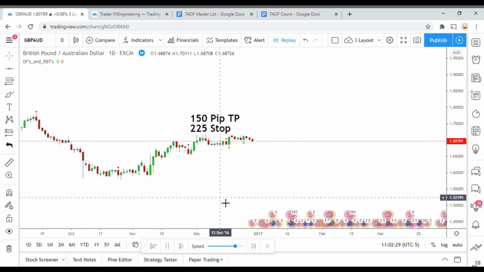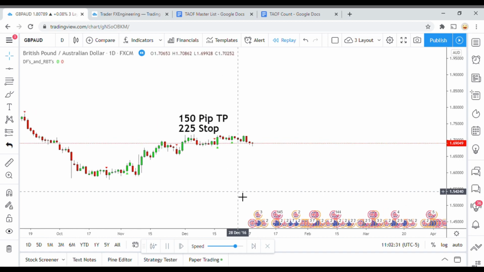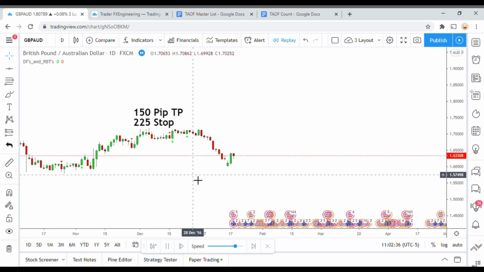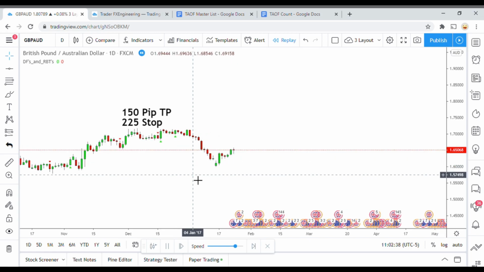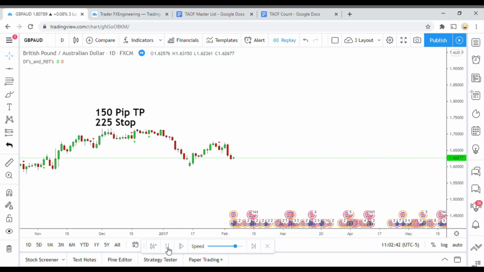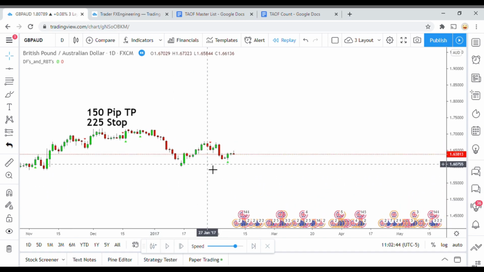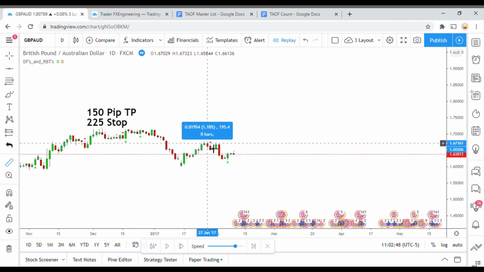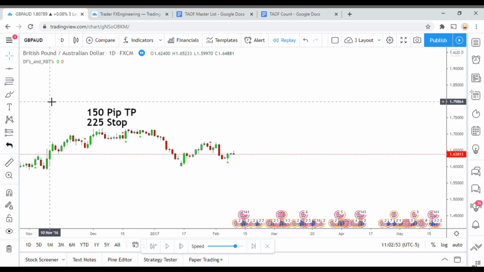All right, now that we've rambled on in this video for a very long time and haven't even begun testing, let's get on with it and see what we can get. All right, we're moving along here. There we go. We get our first signal right there. That is a short signal. Looks like we might have gotten stopped out coming back up this side over here. Nope, we did not.